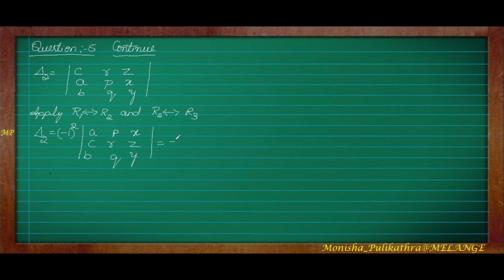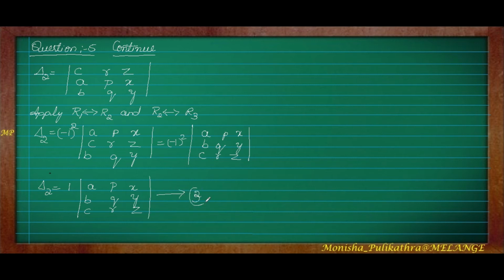So here what will happen? Minus 1 square. R1 to R2 I have interchanged. Next R2 to R3 I need to interchange: APX, BQY, and CRZ. So delta 2 will become minus 1 square, which is 1, into A, P, X, B, Q, Y, and C, R, Z. So this is delta 2. Let this be equation number 3.